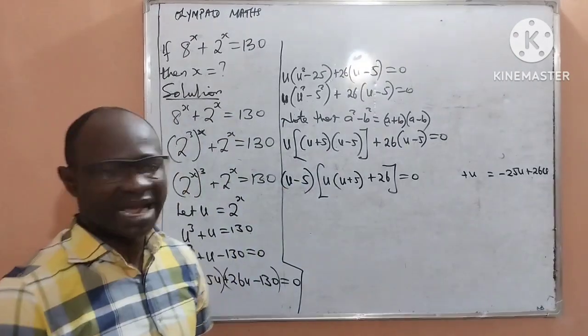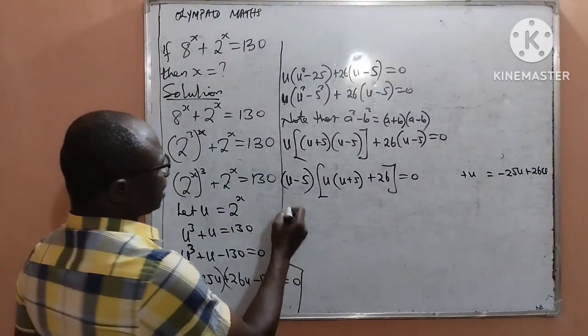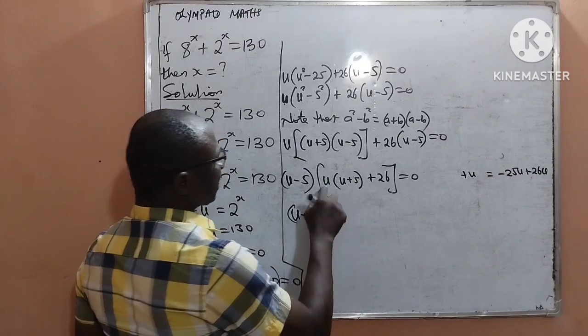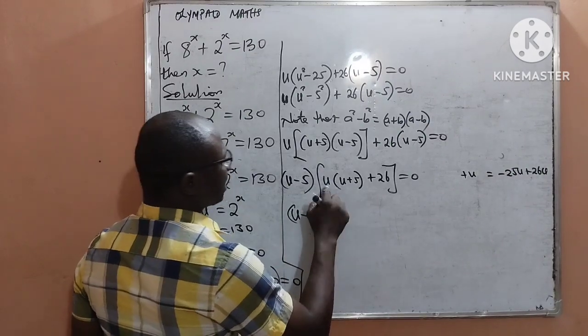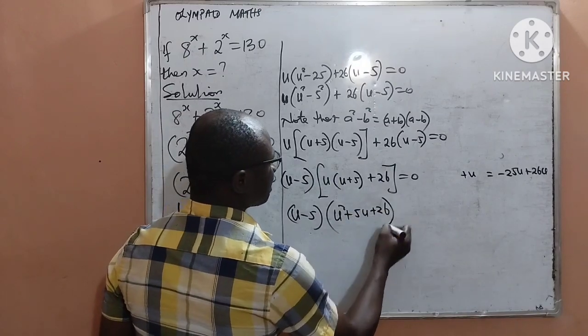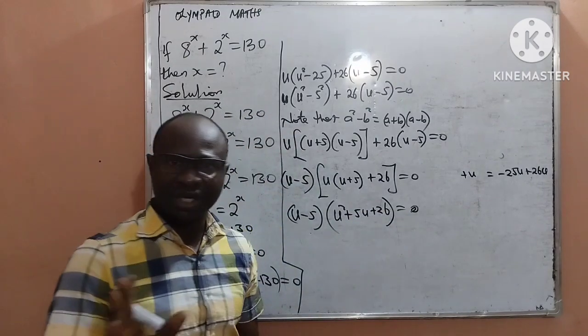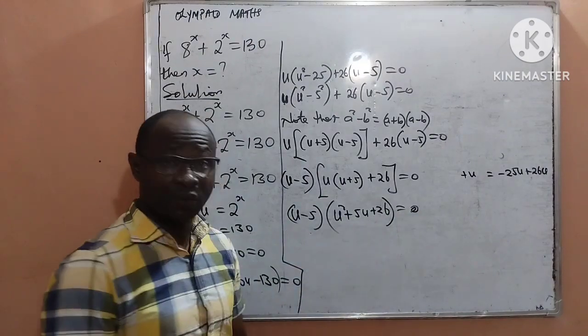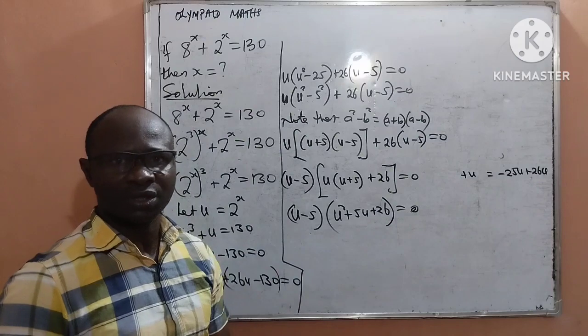Math is good. Math is life. Okay, it will now result to u minus 5 into, I have again, u multiplied by u is u squared, u multiplied by 5 is 5u, then plus 26, everything is equal to 0. At this juncture, the first bracket is equal to 0, the second bracket, which is a quadratic equation, is also equal to 0.